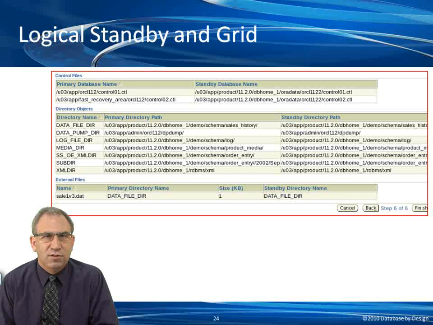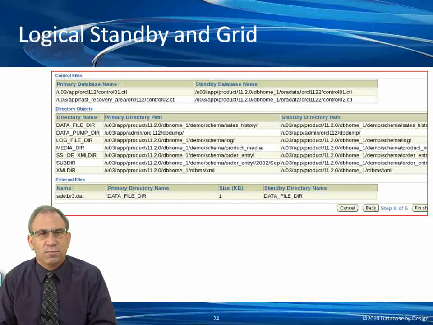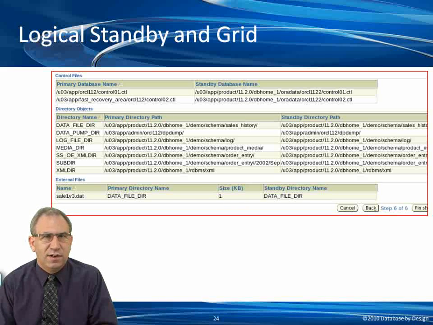Here we can see the new locations of the control files, as well as any external files and the directory objects. Again, I would tell you that you don't particularly have to worry about your directory objects and external files. You will have to worry about the naming locations for data files, control files, online redo log files, and temporary files.